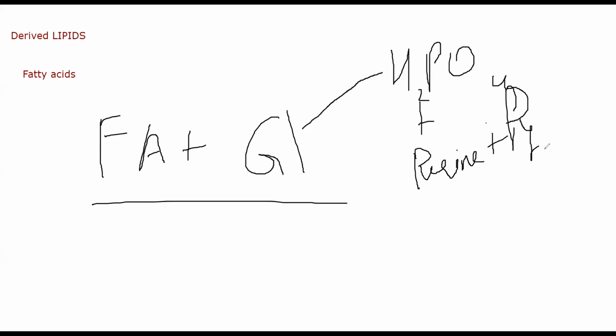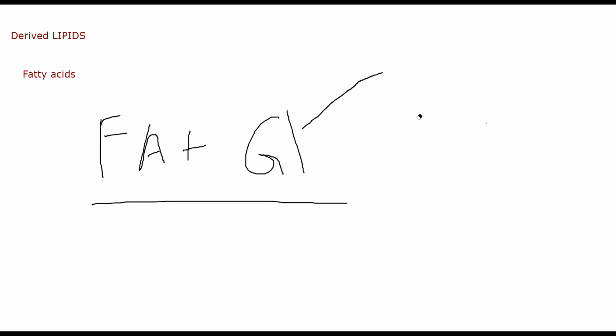Okay, then Lovely, what is a glycolipid? So glycolipids contain carbohydrate molecules, which are usually seen in brains. Glycolipids are generally seen in the brain.